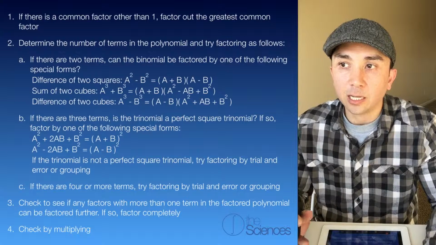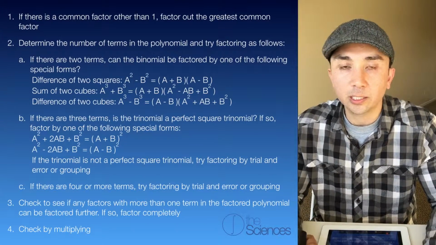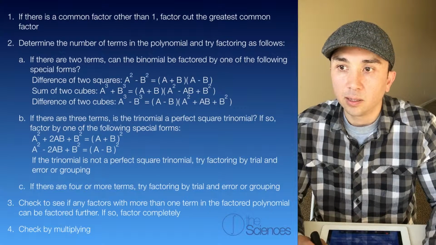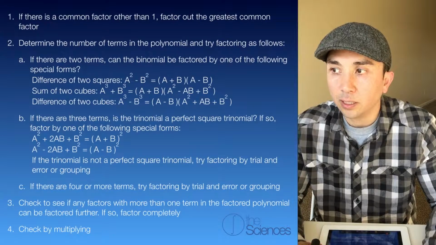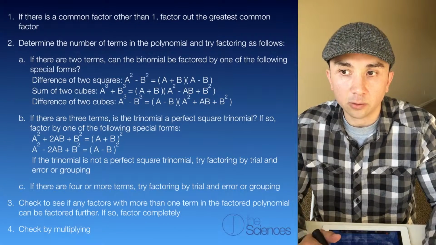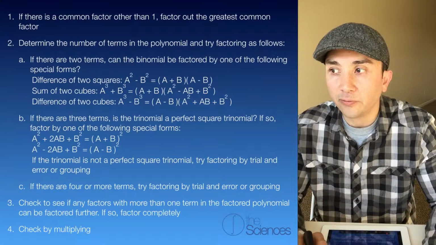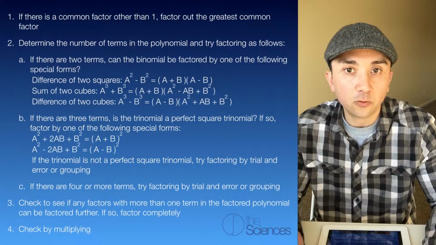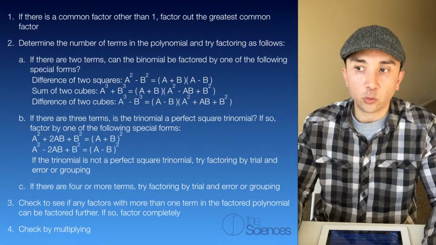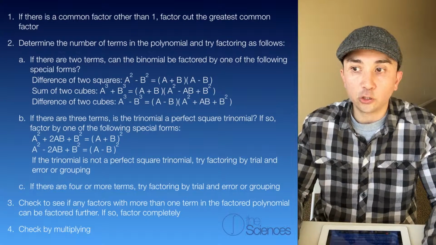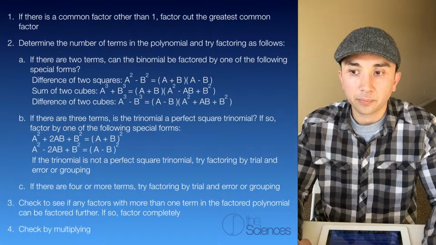If there is a common factor other than 1, you're going to factor out the greatest common factor. Then you're going to determine the number of terms in the polynomial and try factoring as follows. If there are 2 terms, can the binomial be factored by one of the following special forms? Can you factor using the difference of 2 squares, the sum of 2 cubes, or the difference of 2 cubes?